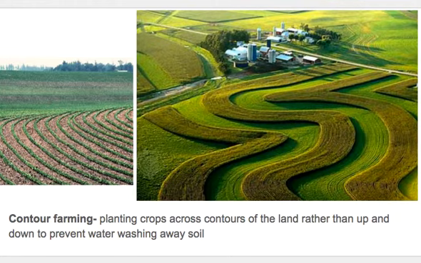So contour farming is another strategy which farmers will undertake, and that's about planting crops across the contours of the land. And you can see this in the diagram or the pictures on your screen. So instead of planting crops up and down in rows, they'll actually plant them in contours, and this will help prevent water washing away that topsoil.